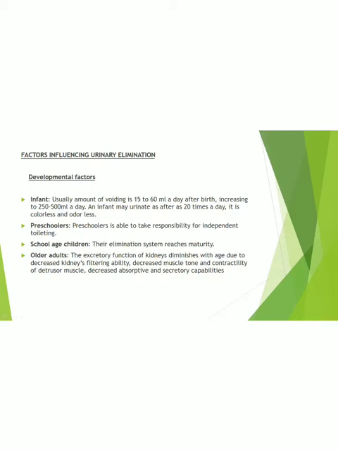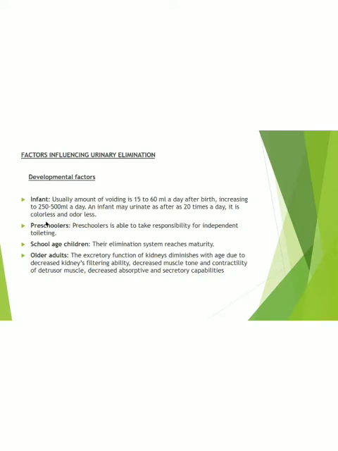So when the baby is newborn, the urine amount is 15 to 60 ml. Then as time goes, it will increase to 250 to 500 ml. If you see a baby, they urinate so many times in a day, sometimes reaching 20 times a day. And their urine is always colorless and odorless.